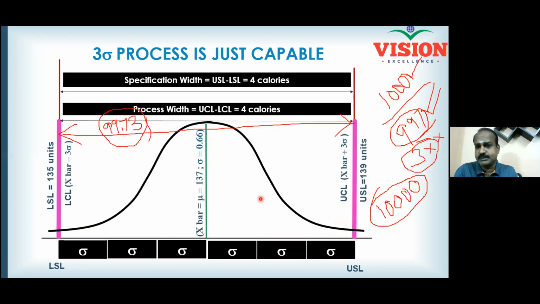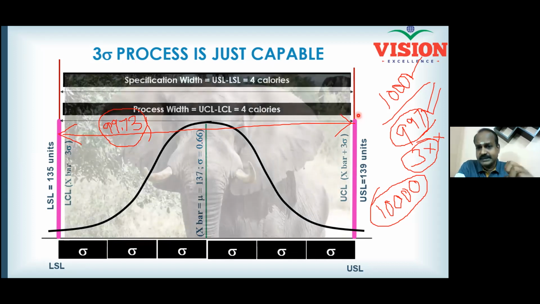Why do I call it a 3 sigma process? Look at the specification limit. The specification limit appears here, the red color one. Where is your process center? The green color one. Can somebody tell me what is the distance between the process center and the specification limit? How much is it? 3 sigma. Actually, it is equal to 2 units, and 2 units divided by sigma gives 3. That means there is a 3 sigma distance between my process center and the specification limit. And so my process is statistically called a 3 sigma process, and I give it a nickname of elephant process.